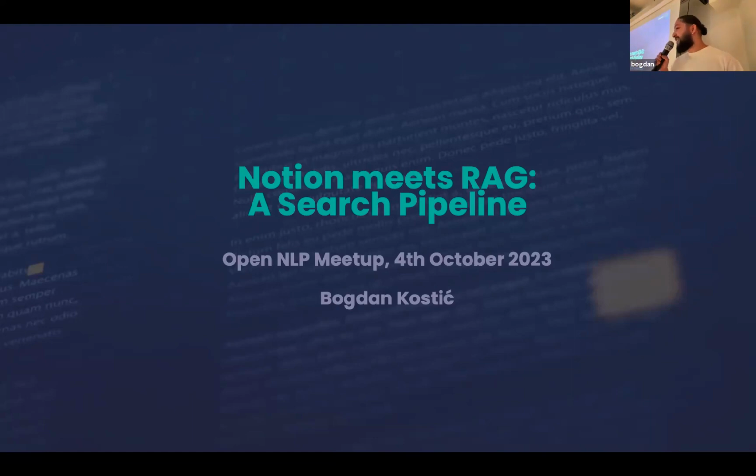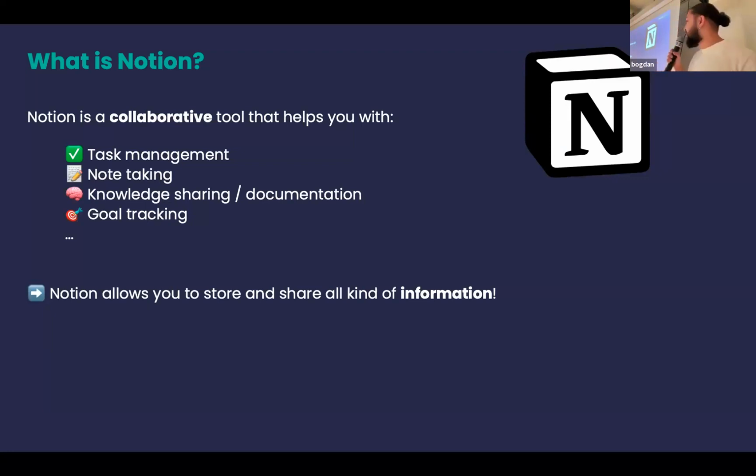First word of the title is Notion. Some of you might not know what Notion is. So basically, Notion is a collaborative tool that helps you with a lot of different tasks. You can use it for task management, for note taking, for knowledge sharing, to document some internal stuff, and also for goal tracking. So basically summarized, Notion allows you to store and share all kinds of different information. And with information growing and growing, it might be hard to find relevant information.